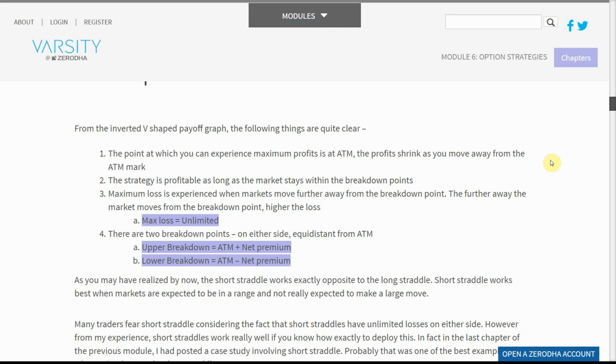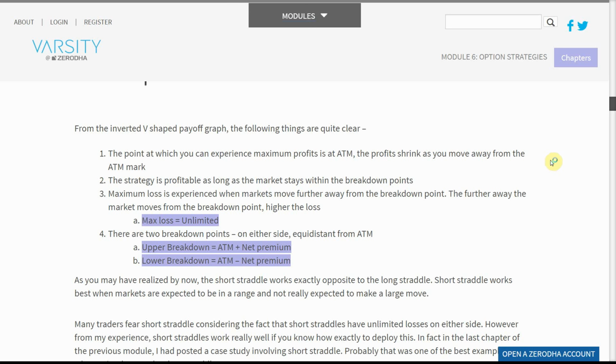Max loss equals unlimited. There are two breakdown points on either side, equidistant from ATM. Upper breakdown equals ATM plus net premium. Lower breakdown equals ATM minus net premium. As you may have realized by now, the short straddle works exactly opposite to the long straddle.